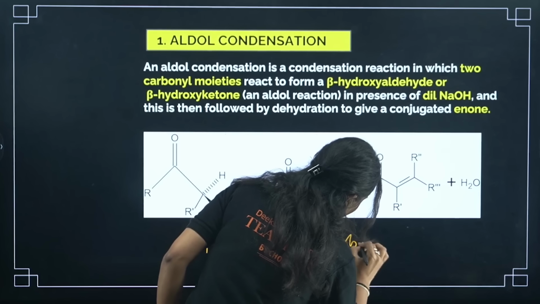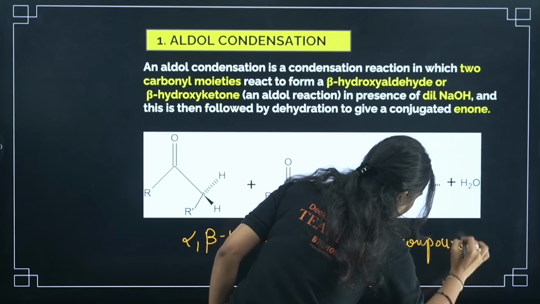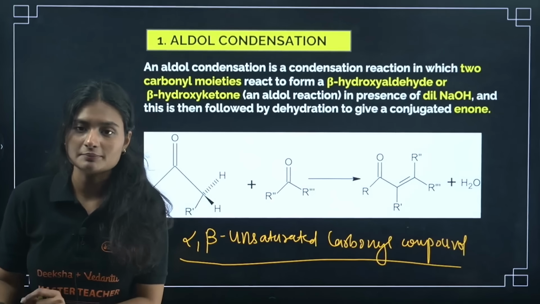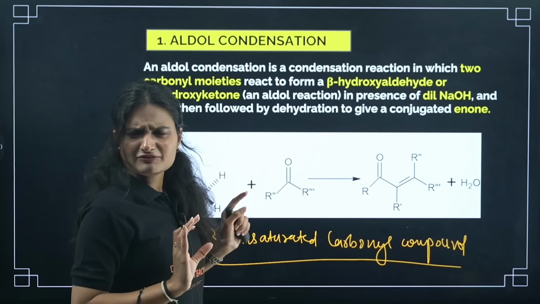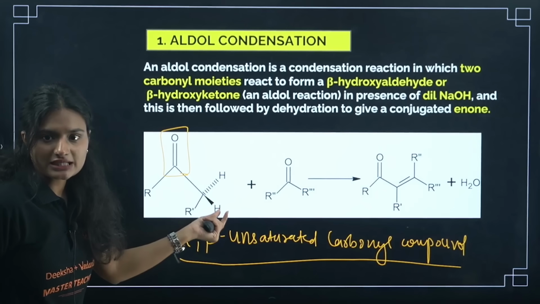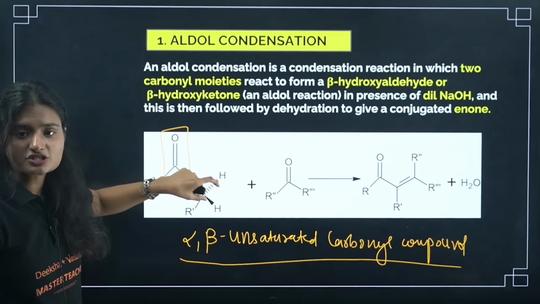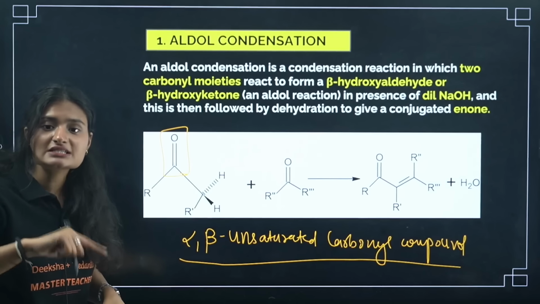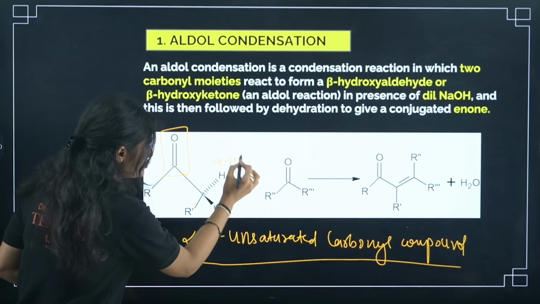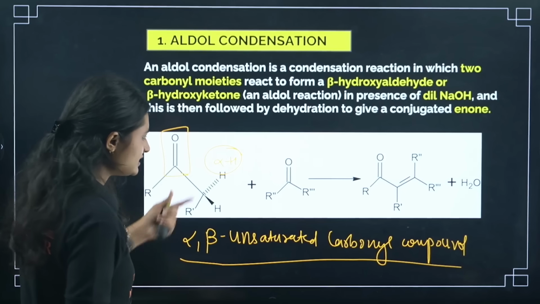So what you need to learn from this is how to write this alpha beta unsaturated carbonyl compound. What do we mean by alpha? First of all, alpha means this carbonyl carbon, the CO group, right? The carbon adjacent to this CO group is your alpha carbon. And the hydrogens attached to this carbon are called your alpha hydrogens. Okay, so how do they react? Very simple, very easy.